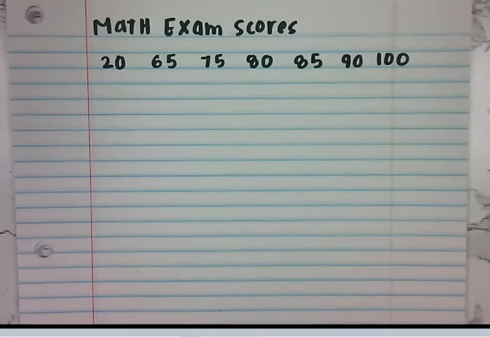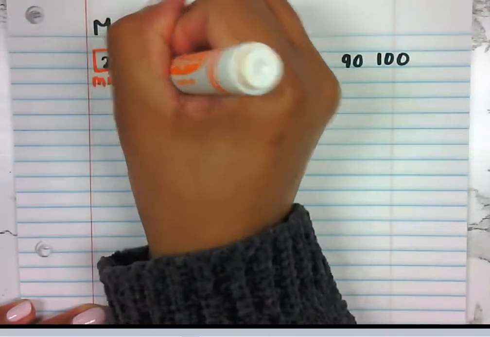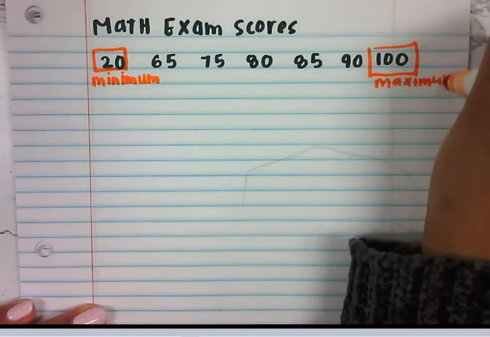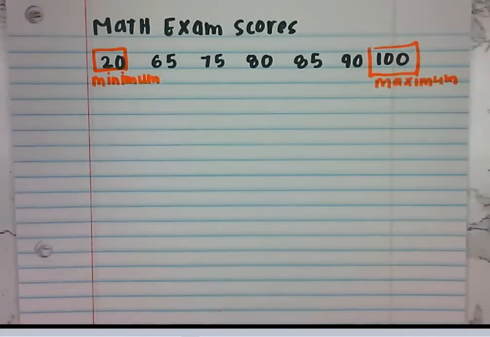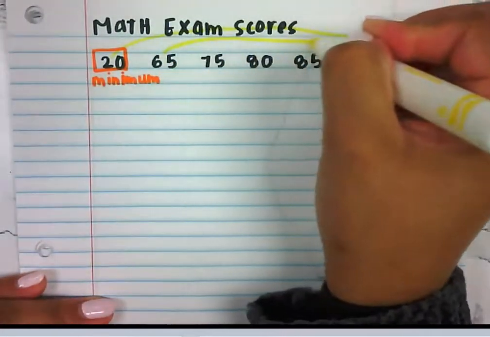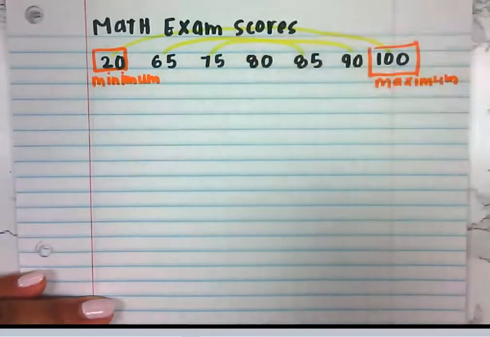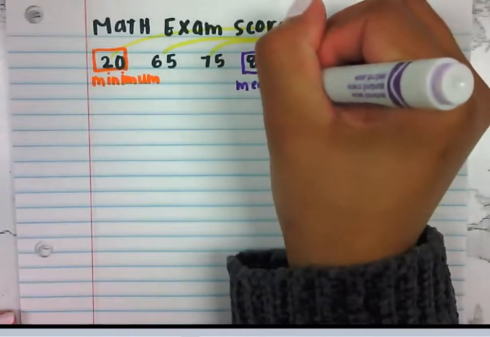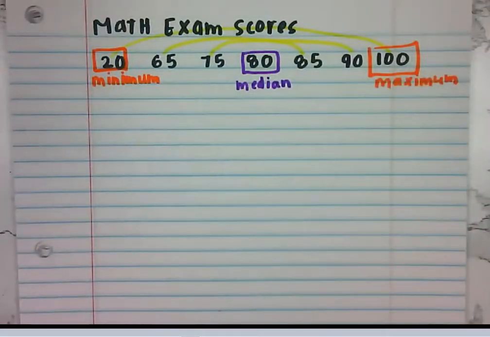So we already know this 20 here is going to be the minimum, and this 100 here is going to be the maximum. We already have 2 points for our box and whisker plot. All right, so now we want to find the middle. So let's go ahead and cross some things out and get to the middle. So 20, 100 gone, 65, 90 gone, 75, 80 gone. And we're left with 80 as our median.